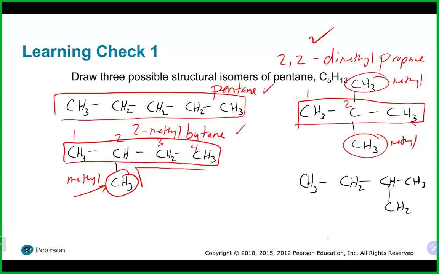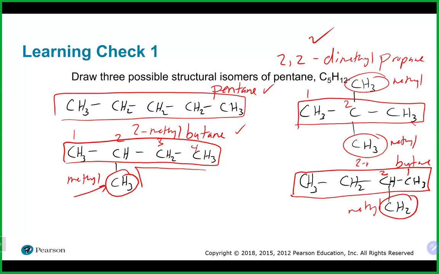How about the last one that I struggled to draw there? What is the longest carbon chain on this one? It is 4. That is butane, right? We do have our methyl group here, and in this case it would be at carbon number 2, because we would want to number right to left. And that would be 2-methylbutane. I feel like I've seen that name before.